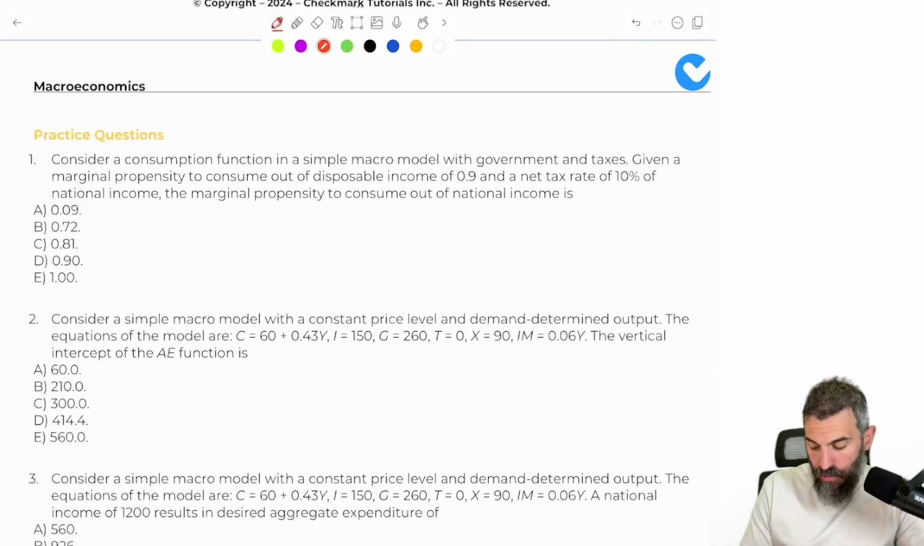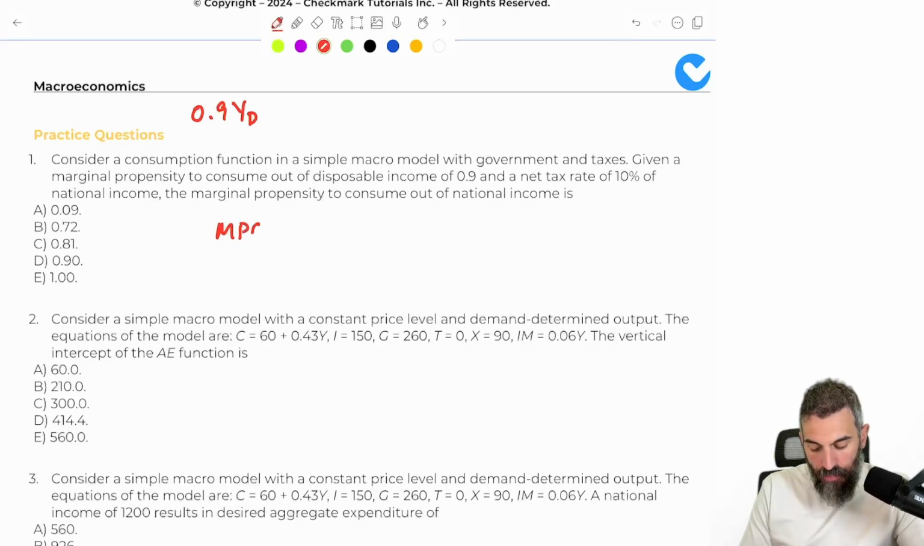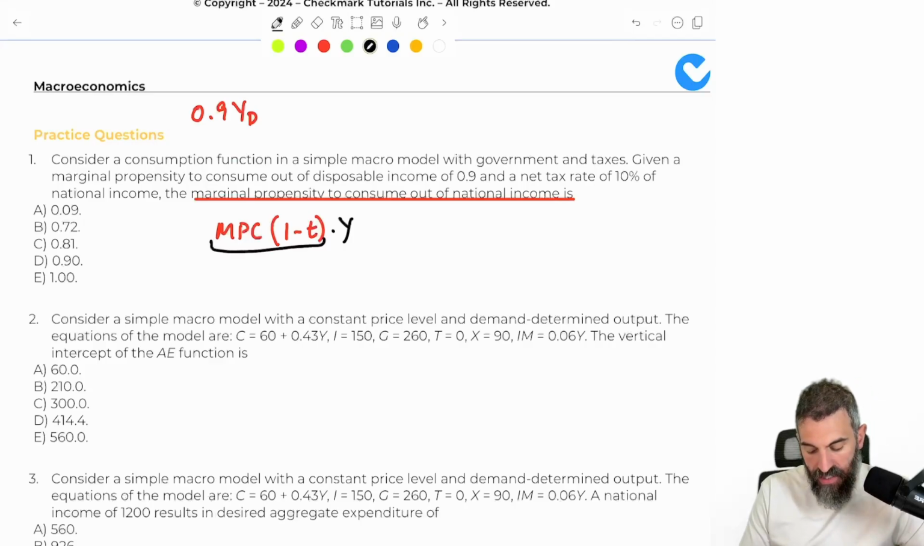So let's take a look. Question number 1: consider a consumption function in a simple macro model with government and taxes, given a marginal propensity to consume out of disposable income of 0.9. So basically 0.9 out of disposable income. And at a 10% tax rate, what is the marginal propensity to consume out of national income? And this is really the one that matters. They're asking you how much you are going to spend out of national income. And that's where that first part of the slope I was talking about comes in. So MPC multiplied by 1 minus the tax rate is your marginal propensity to consume out of national income. That's why we multiply it by Y and not YD. So really the question is, what is that? 90% times 1 minus 0.1. 90% times 90% is 0.81.